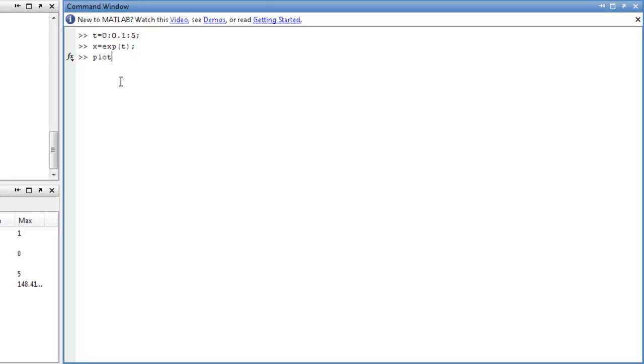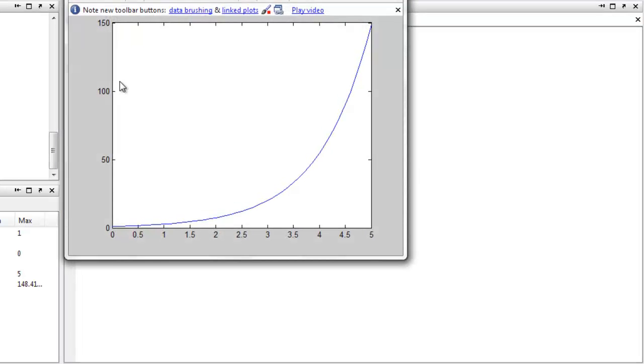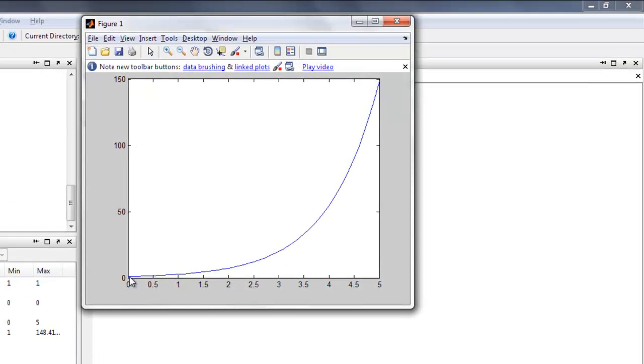So I'll be plotting the graph. We can use plot t comma x; for a graph we just use x comma y, so here we use t comma x. I'm just trying it, let's see what happens. Yeah, here is our graph. This is starting from 0 to the value 5.